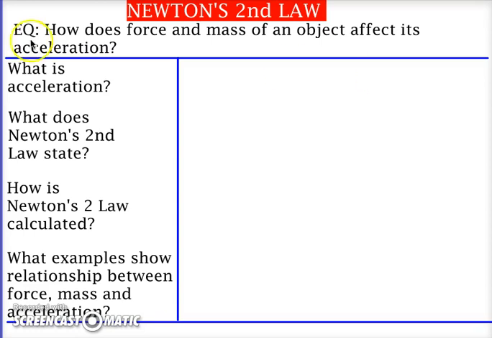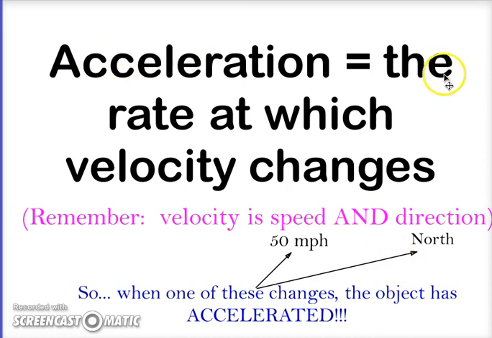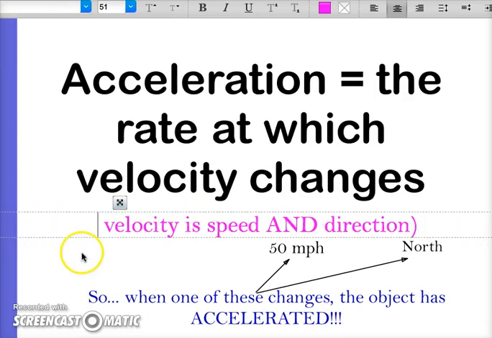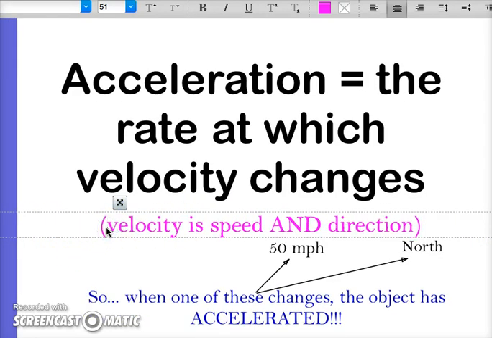First, if we're going to talk about acceleration, we need to make sure that we understand what acceleration is. Acceleration is the rate at which velocity changes. Now, here's a word we actually haven't talked about yet in our class, and the word is velocity. Velocity is an object's speed and direction.